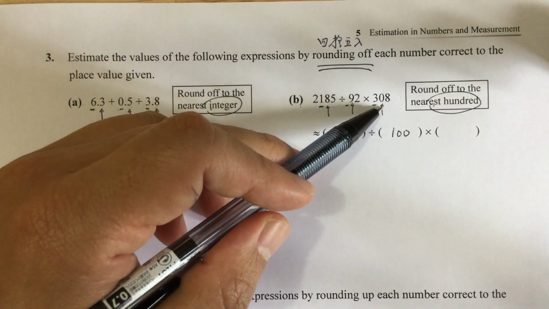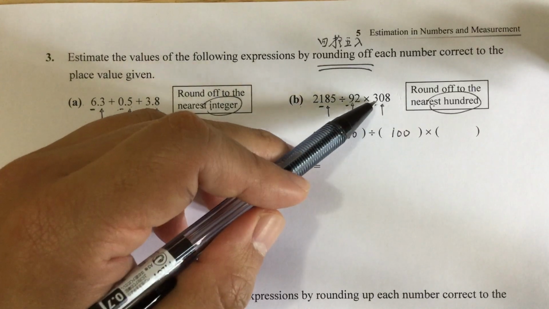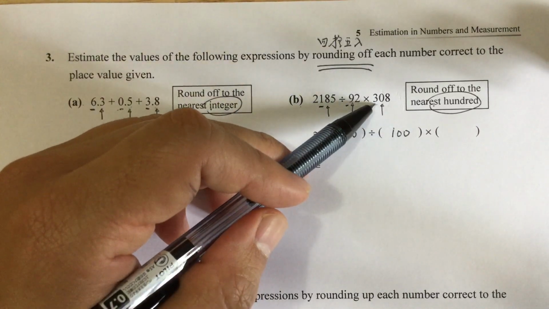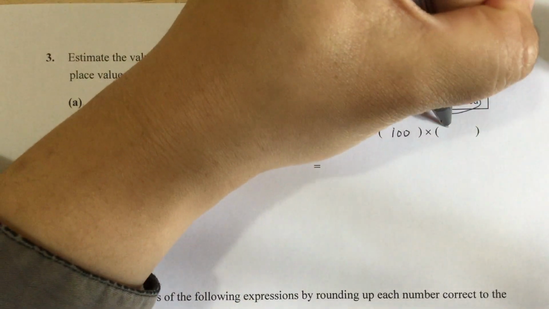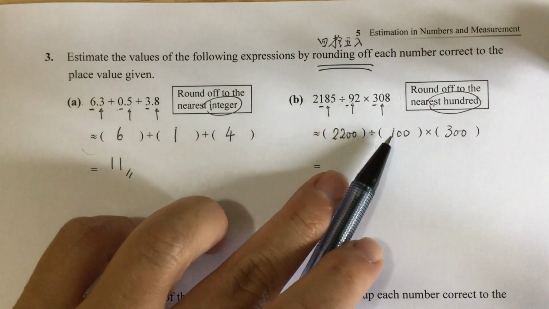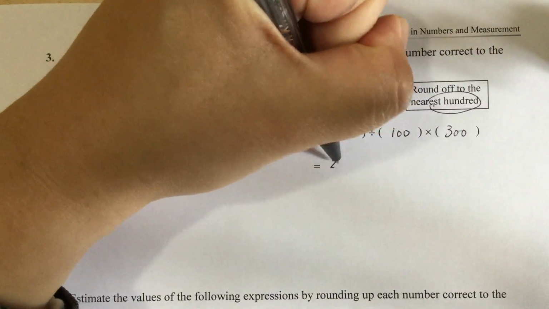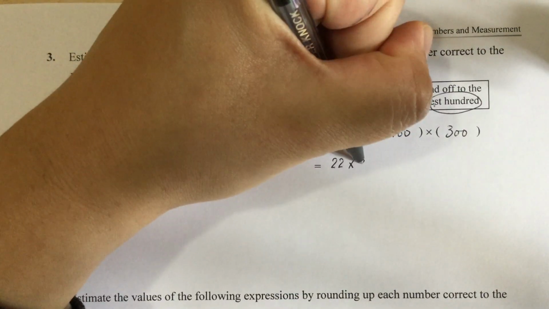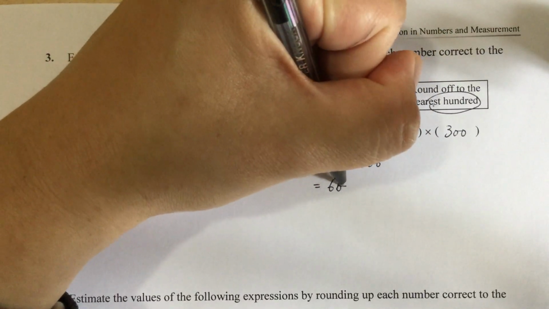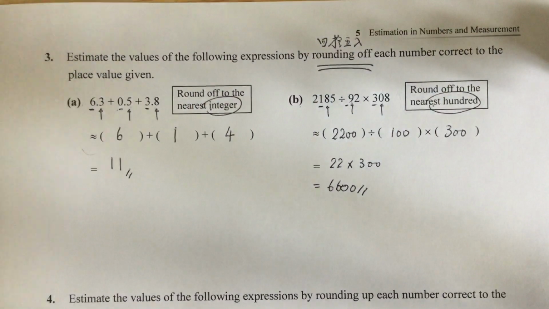Times 300. For 300, that means you are going to have the 0, which is smaller than 4, so that means I will not change anything. So I will just make 0 here. So I will do it one by one. 2,200 divided by 100, so this is 22 times 300. So the answer is 6,600. So this is the answer for part B.